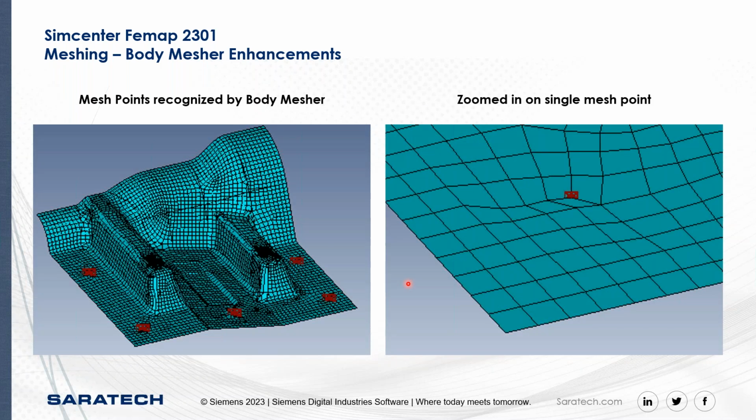On the left, we can see the body that has been meshed with the hard points, and zooming in on this one, we can see that this mesh has been skewed a little bit, so that we now have a node exactly on that hard point where we wanted it. So a neat little enhancement there as well.